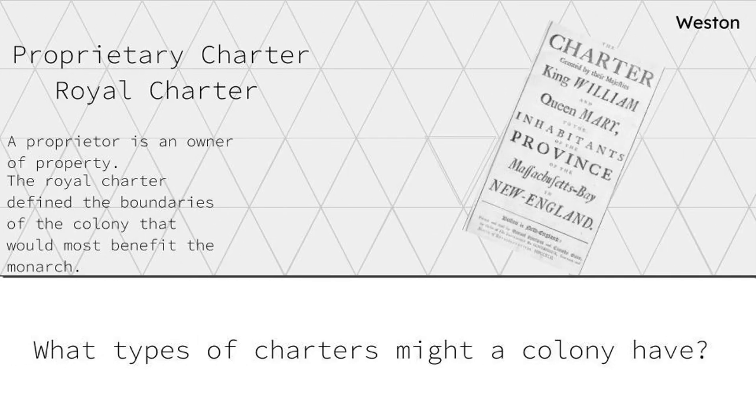What types of charter might a colony have? A proprietor is an owner of property. The royal charter defined the boundaries of the colony that would most benefit the monarch.